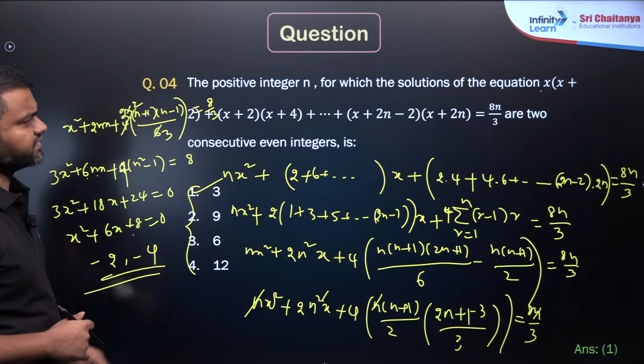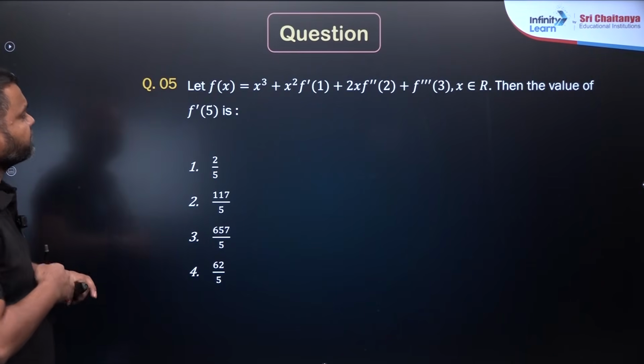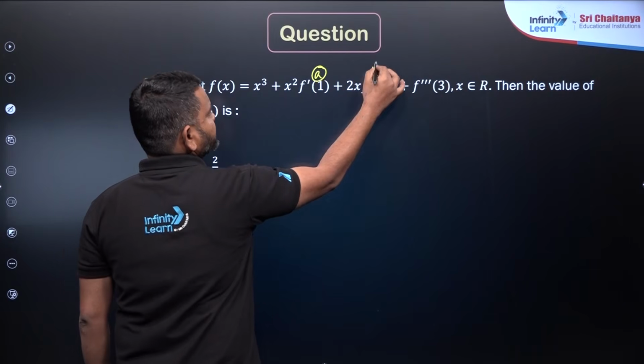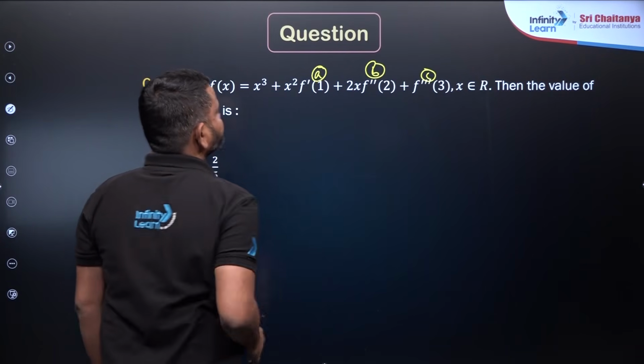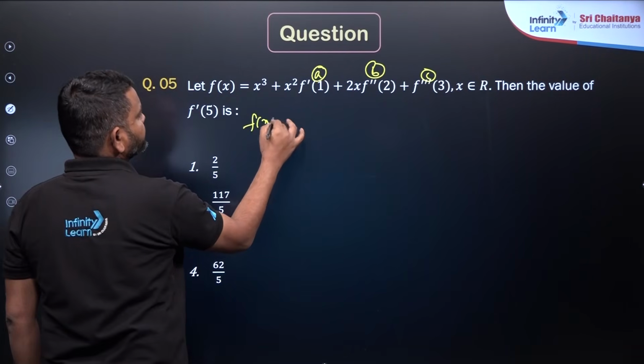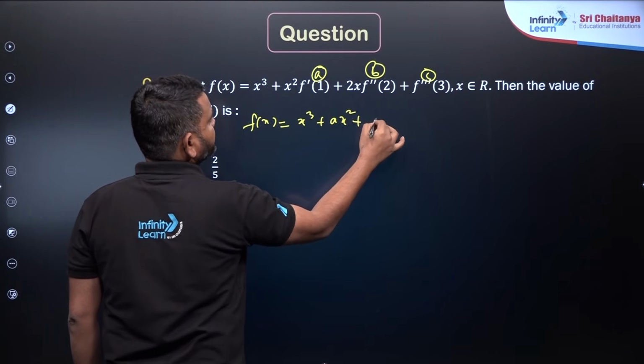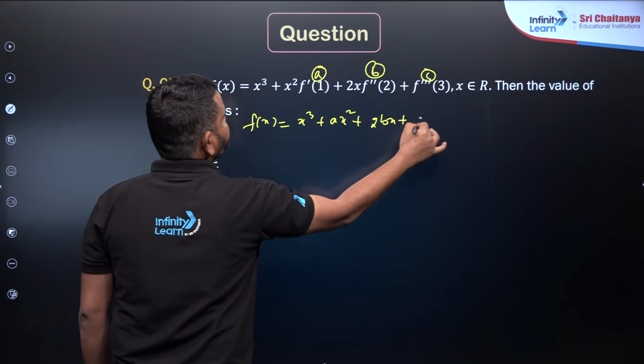Okay, next you have f of x is equal to something like this. I am just assuming it as a, this as b, this as c. Okay, so f of x for me is going to become x cube plus ax square plus 2bx plus c.